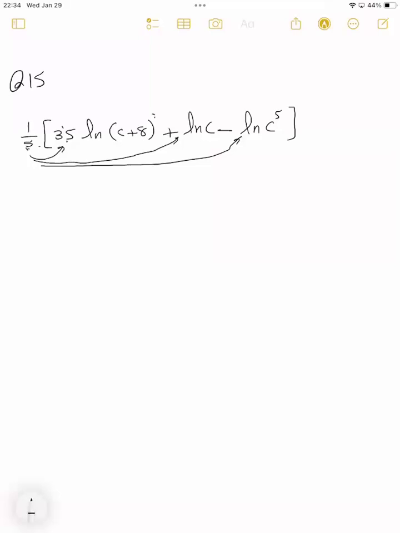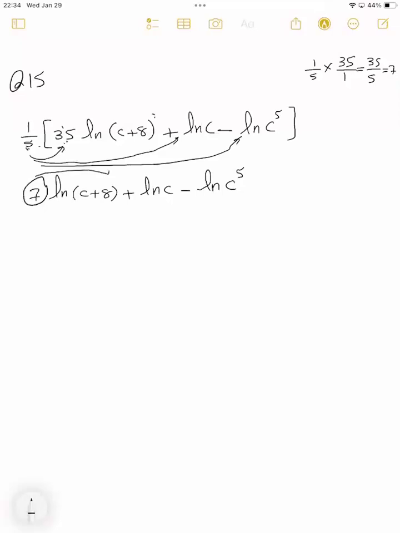1/5 times 35, top times top, bottom times bottom, 35 over 5 is 7. So I get 7 ln of c plus 8. Next, I want this 7 to become the exponent of c plus 8.